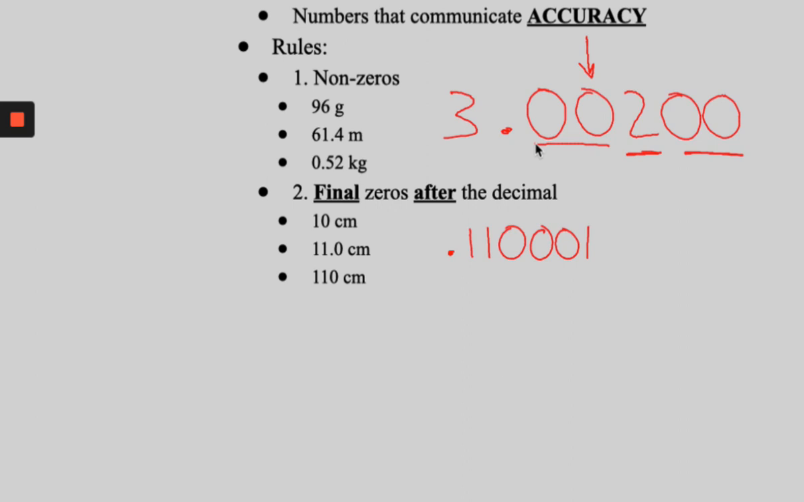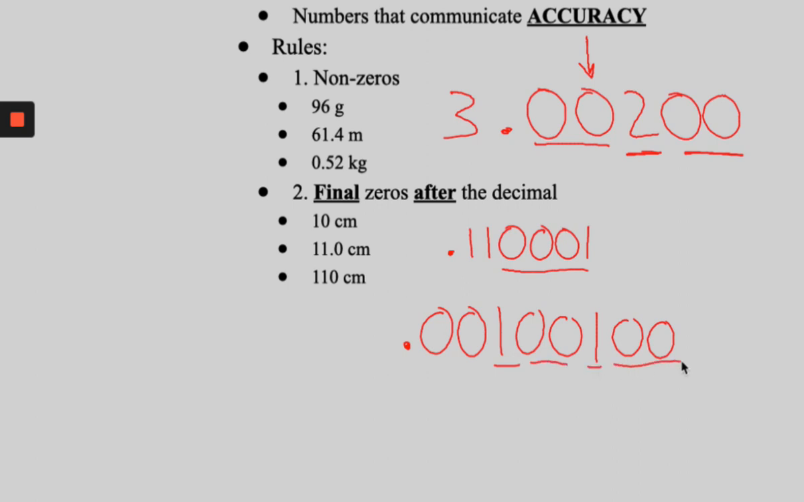You can have strings of zeros. These are all trapped because they're between the 1s. Exactly. So what if we had something like this then? What if we had 0, 0, 1, 0, 0, 1, 0, 0? So the 1s are significant. What about those? Trapped. What about those? Final zeros after the decimal. What about these? No. Do you see the distinction between final zeros after the decimal, trapped zeros, and placeholding zeros? Guys, that's as difficult as this gets.